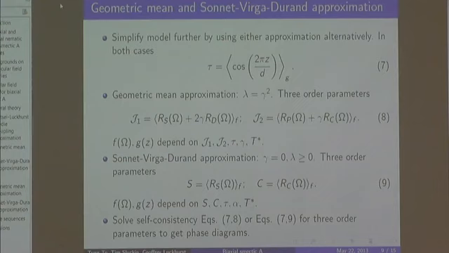We can also simplify it further by using the geometric mean and the Sonnet, Vieillard-Baron, and Durand approximations. In each case, you have one positional order parameter and two orientational order parameters, and that gives us a system of 3 nonlinear equations to solve.